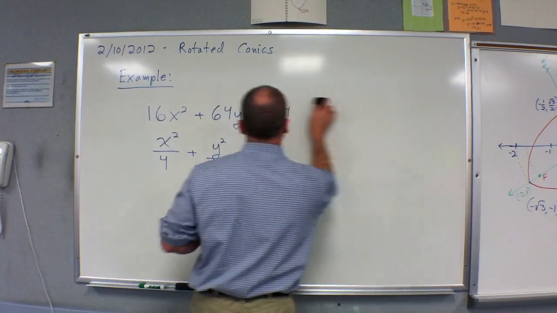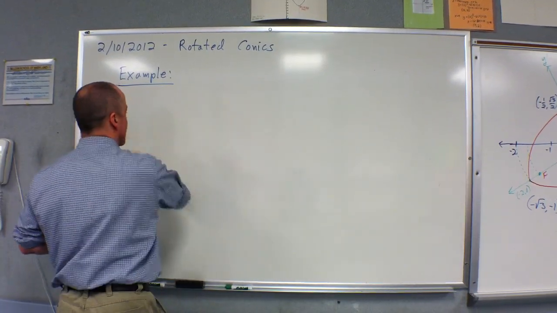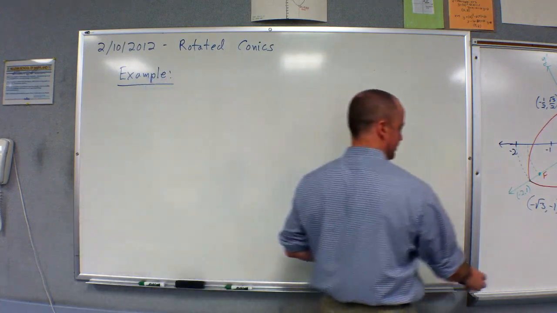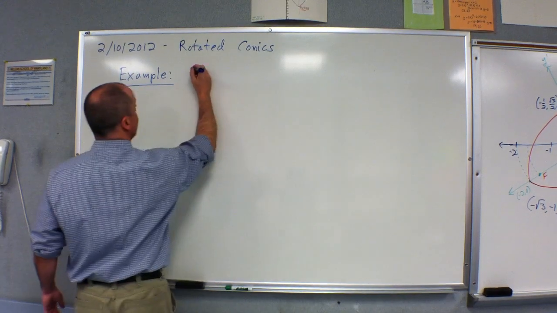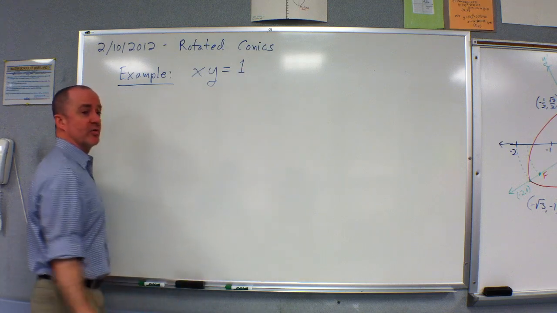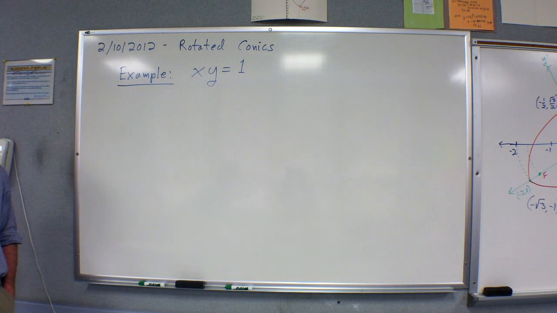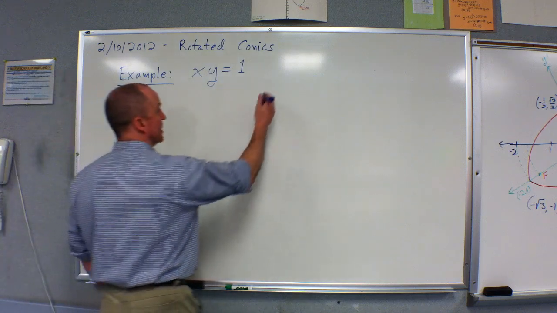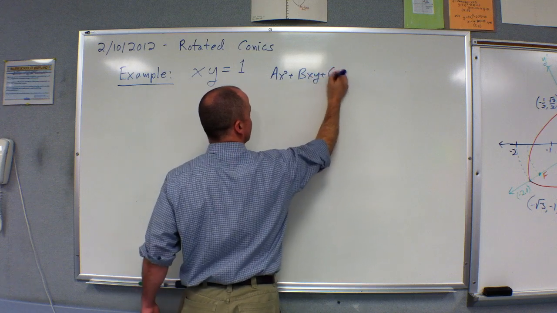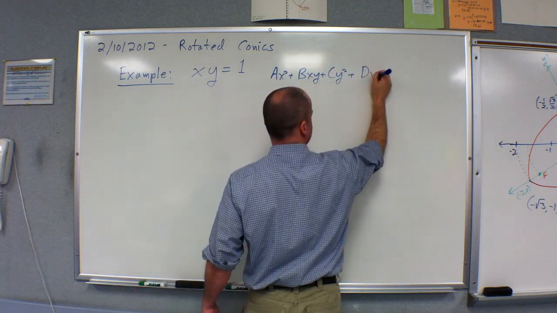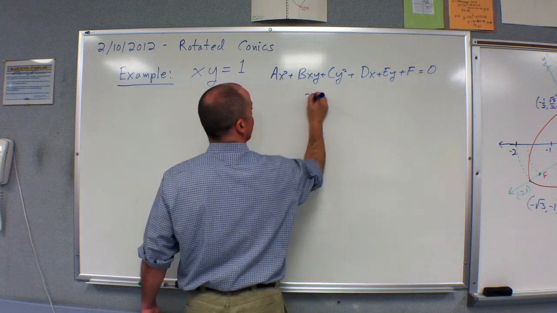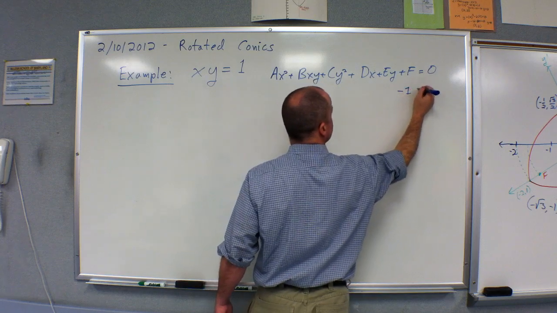We're going to do something you may have seen before, but probably not in this form. Believe it or not, this is a rotated conic. If you look at your general form of a rotated conic, ax squared plus bxy plus cy squared plus dx plus ey plus f equals 0, this is xy minus 1 equals 0.